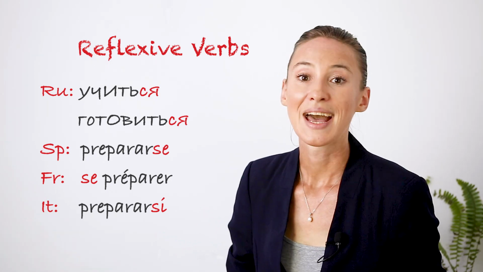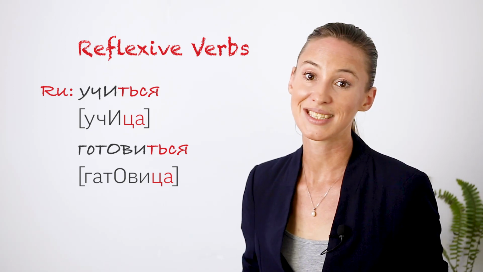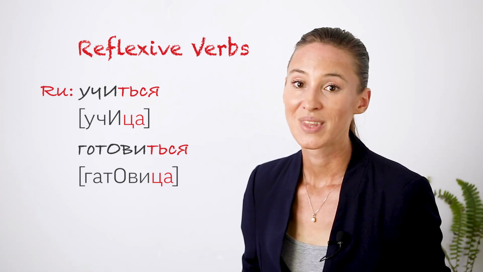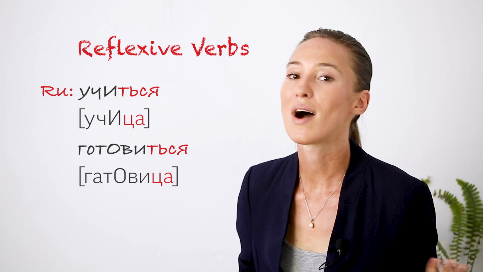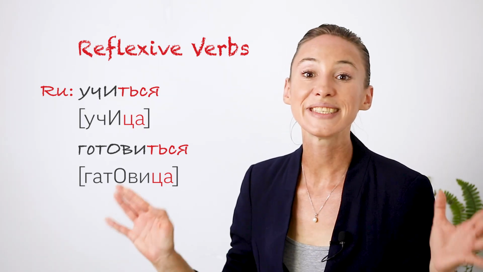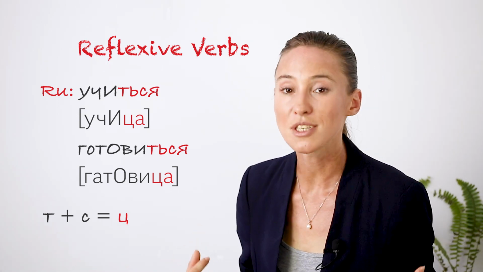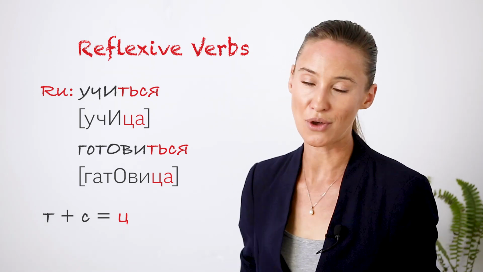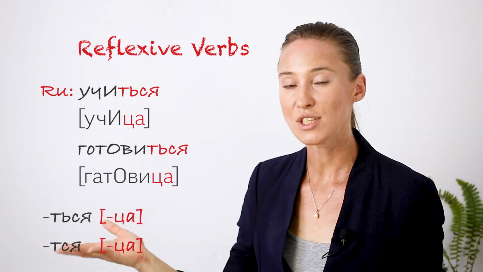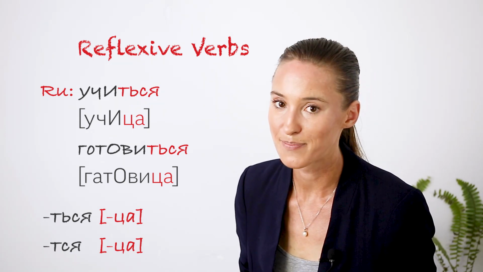And also, I'd like to remind you that in Russian, you never read such endings the way they're spelled. You always read them as ца. Why? Because the sounds t and s together make the sound ц. And ц can't be soft in Russian. So such endings will always be pronounced as ца.